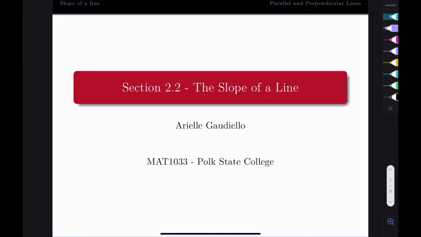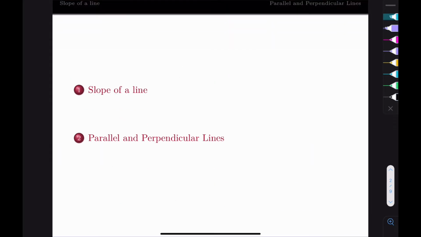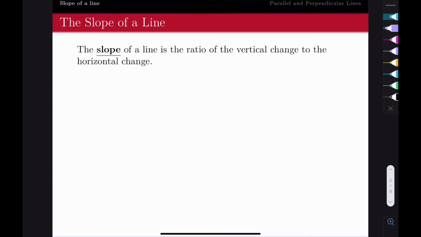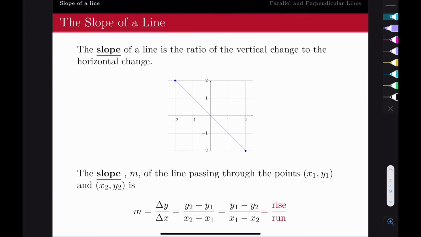In this video, we're going to talk about one of the key components of a line, which is the slope. So we're going to first define what that is, work through calculating it, and then we're going to use that to talk about when lines are parallel and perpendicular or neither. So first and foremost, the slope itself is really the ratio of the vertical change of a line to the horizontal change. We can think of this pictorially as to what's going on.